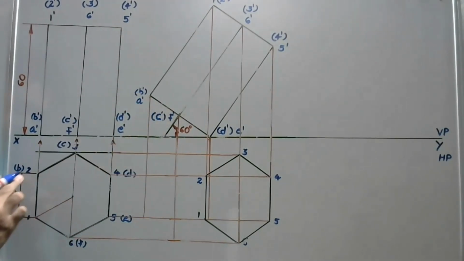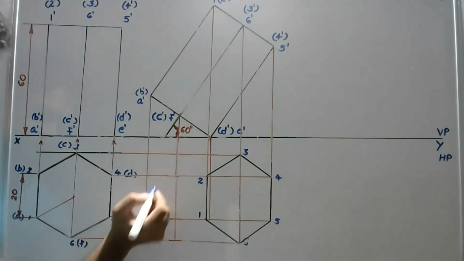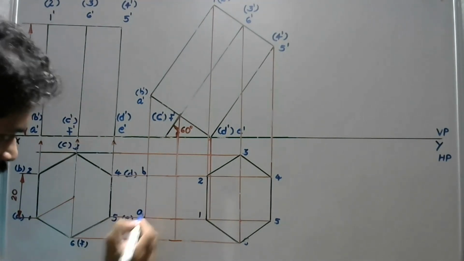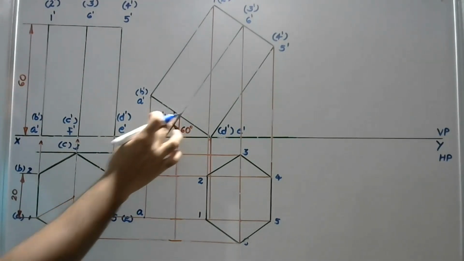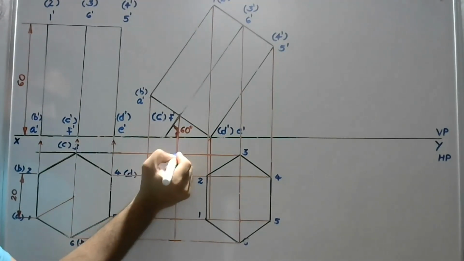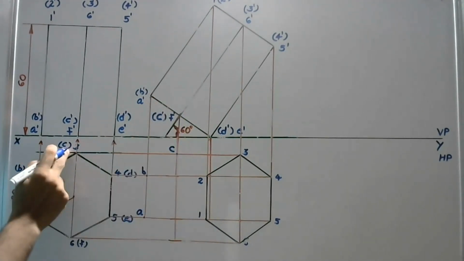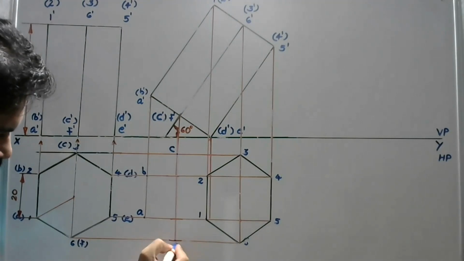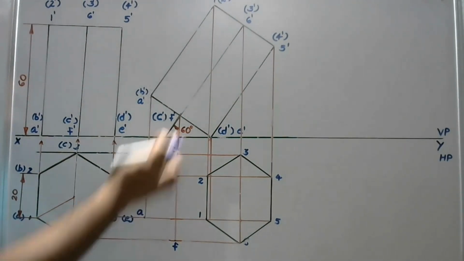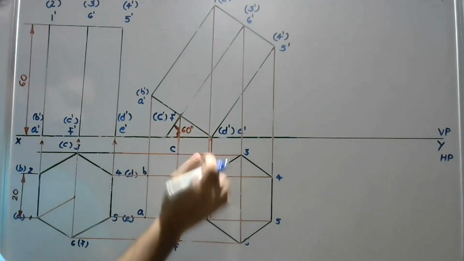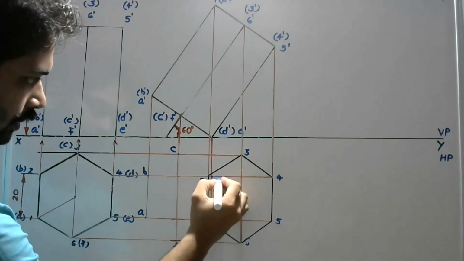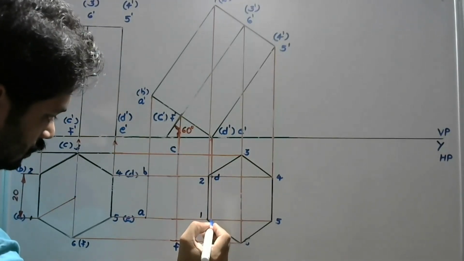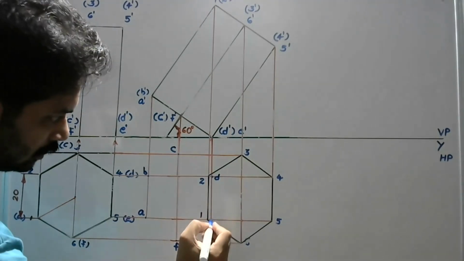A dash B dash projecting downward. So this point is B and this point is A. Next, C dash F dash. This point is C. C dash projected downward. C is projected right side. F dash projected downward. And F will be here. Meeting point of F dash F. Similarly, D dash D joined here. E dash E joined here.